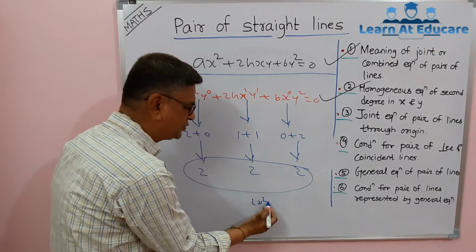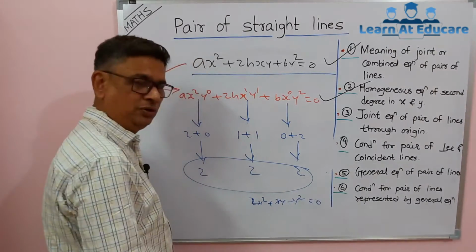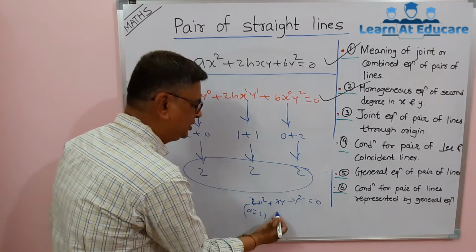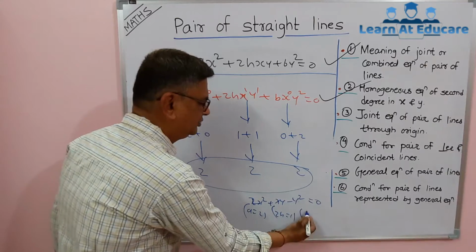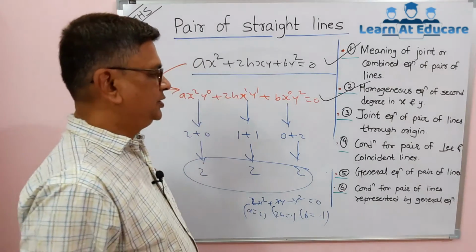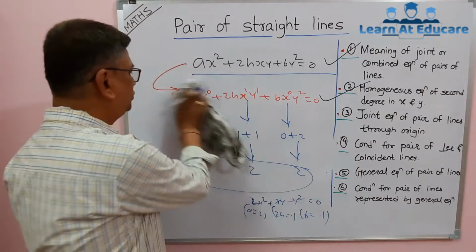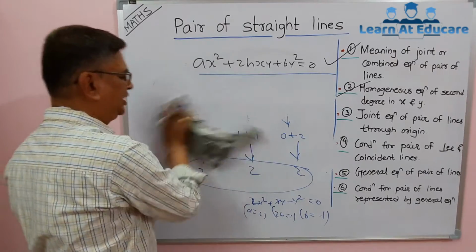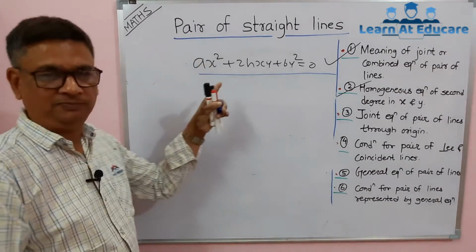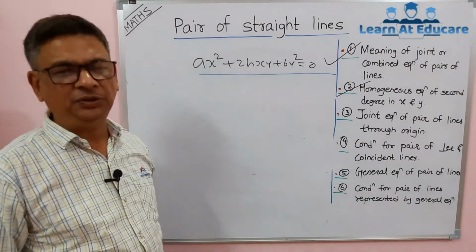Example: 2x square plus xy minus y square equal to 0. If you compare with that, then you will get this a equal to 2, this 2h equal to 1, and here this b equal to minus 1, something like this. Then the joint equation of pair of lines passing through the origin. If two straight lines pass through the origin, then remember their joint equation will always come in this form, that is, our homogeneous equation of degree 2 in x and y.